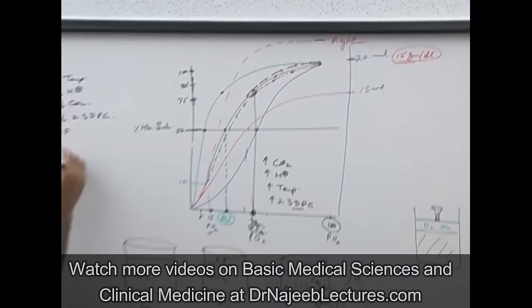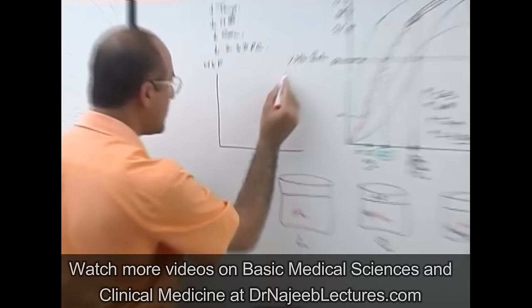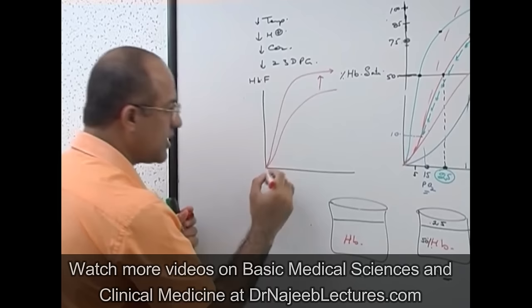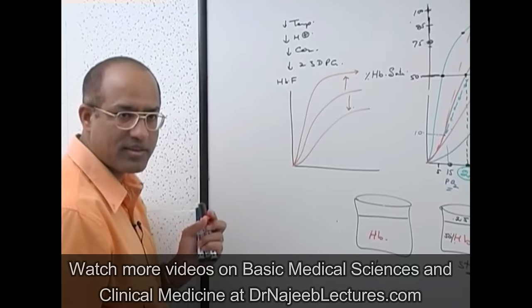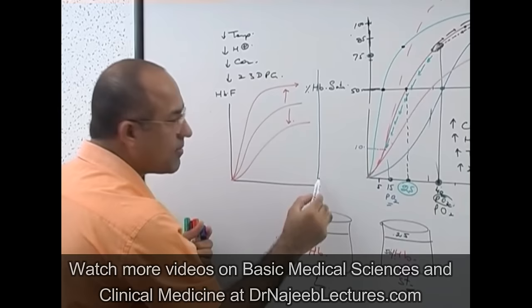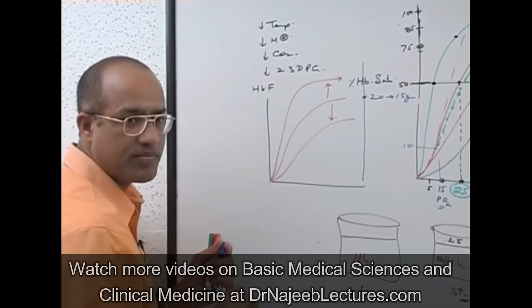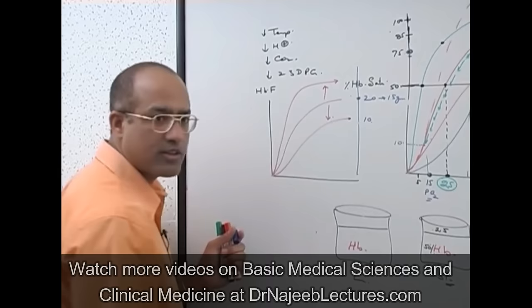Suppose this is the normal curve, right? In polycythemia, this curve will move upward: more capacity in the arterial blood to hold oxygen. And in anemia, it will move downward. Is that right? How do you make this concept? Because here you put the content of oxygen. Normally content of oxygen is 20 ml when hemoglobin is 15 grams, 100% saturated. If hemoglobin is less, then of course it can never achieve the normal content. And if hemoglobin amount is more, then it can achieve more.